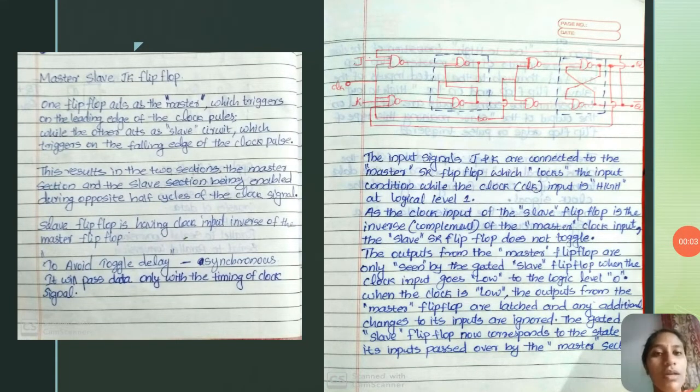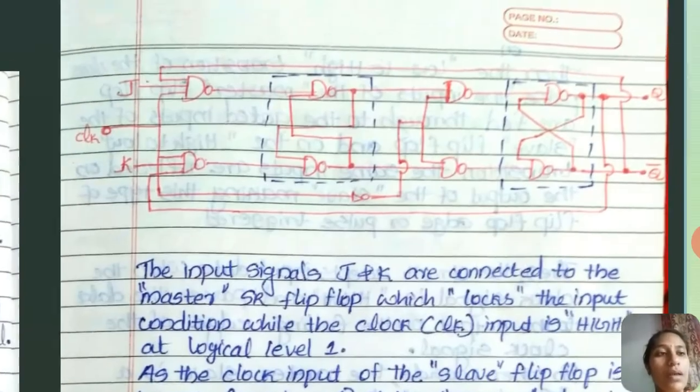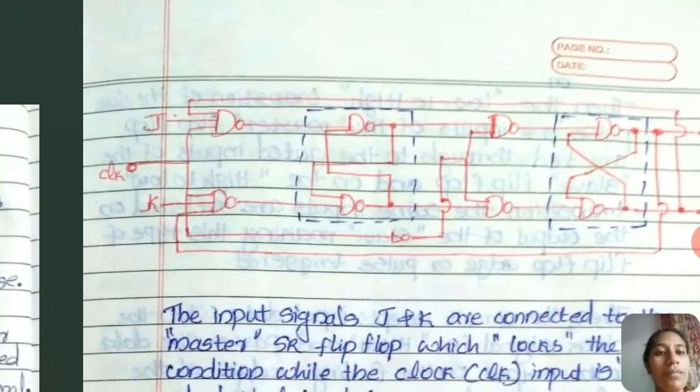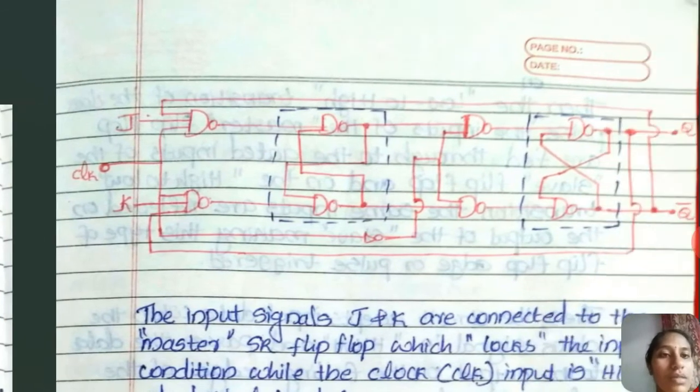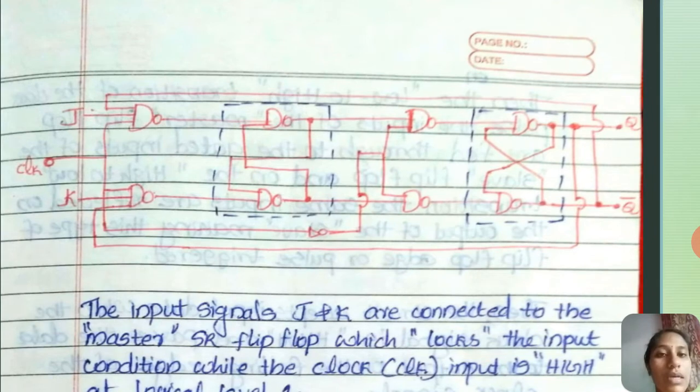Hello all. Today we are going to take a look at the master slave JK flip flop. This is the circuit diagram. You can see here, the circuit diagram is nothing but an expanded form of the JK flip flop. We studied about the JK flip flop, and this circuit has two SR flip flops inside a JK flip flop.